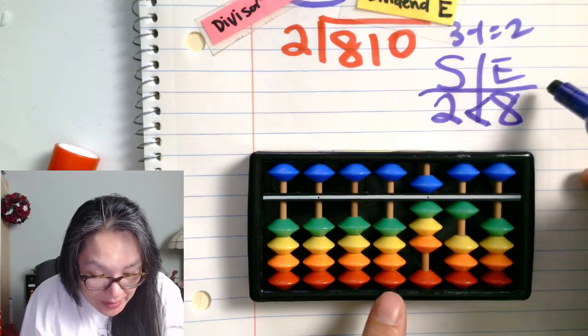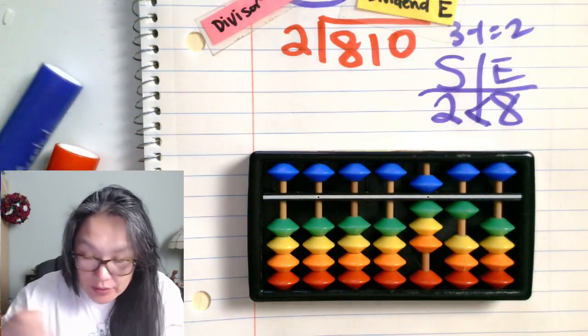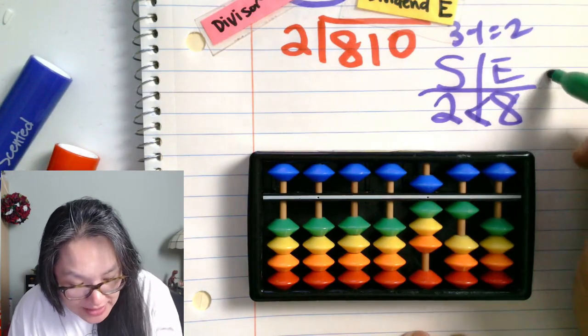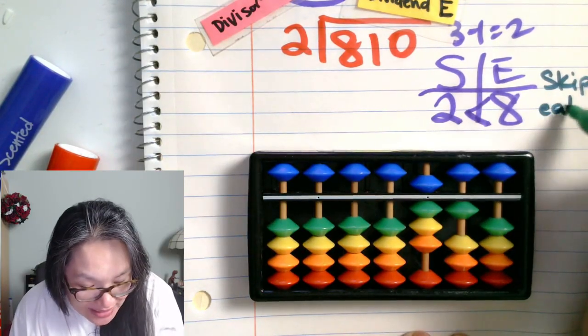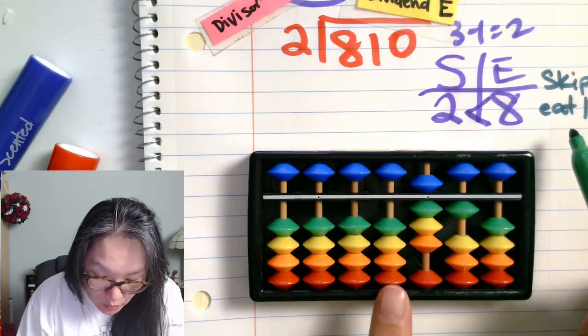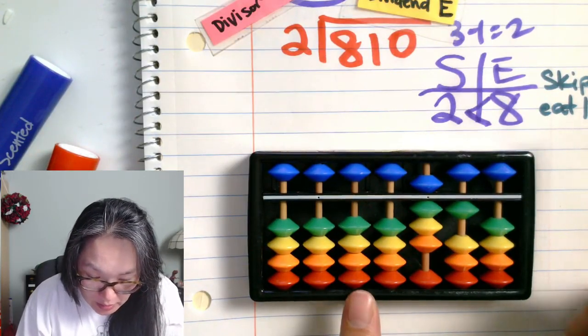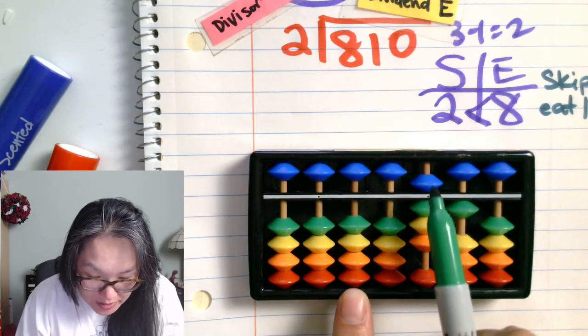So what's going to happen is this rule. There's a rule that we need to know. This rule is, I'm going to skip one column, and I'm going to eat one column. I'm going to subtract one column. That's what that means. I'm going to skip one column. This is the column I'm going to skip. And I'm going to subtract one column. This is the column that I'm going to subtract.